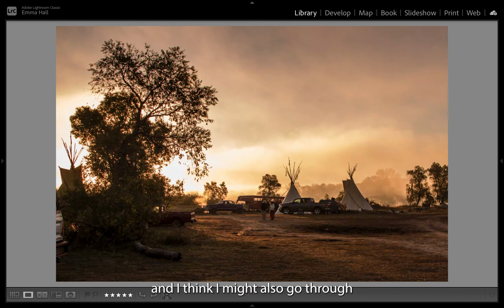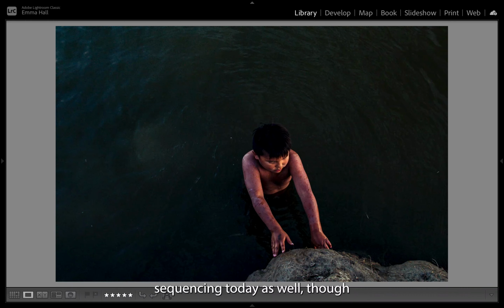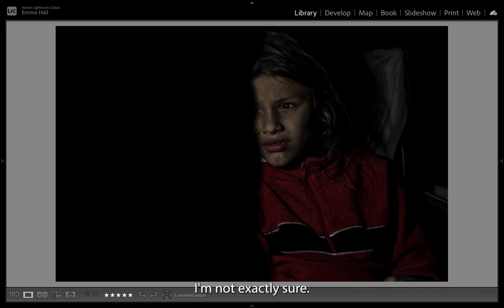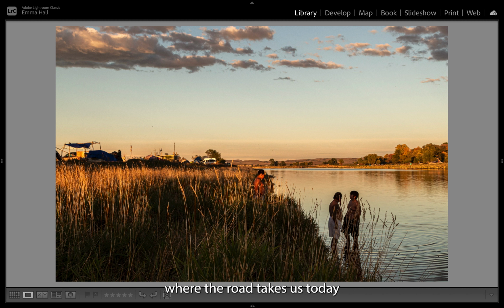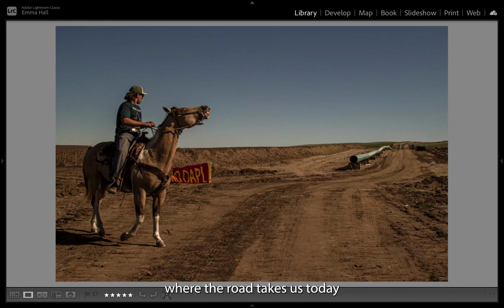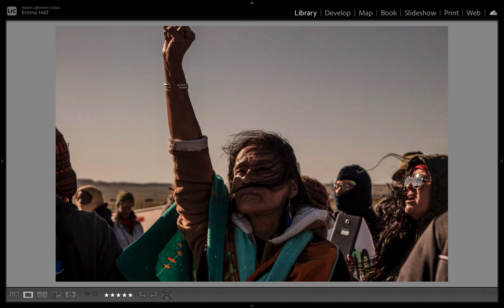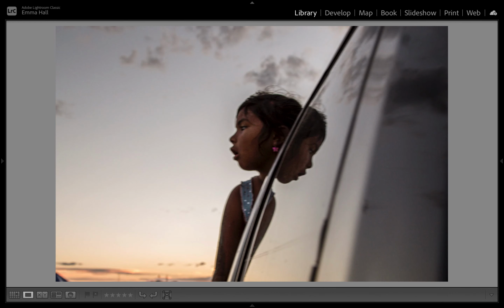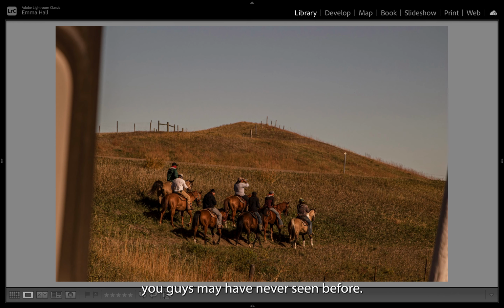And I think I might also go through sequencing today as well, though I'm not exactly sure. We'll see where the road takes us today. And some of these photos you guys may have never seen before.